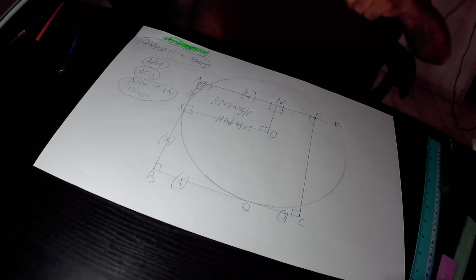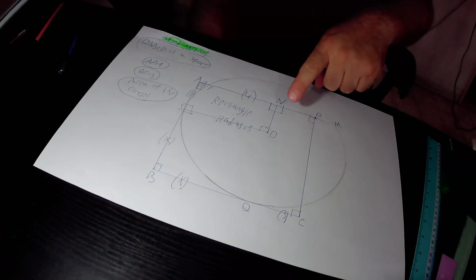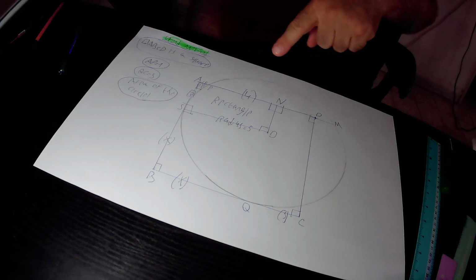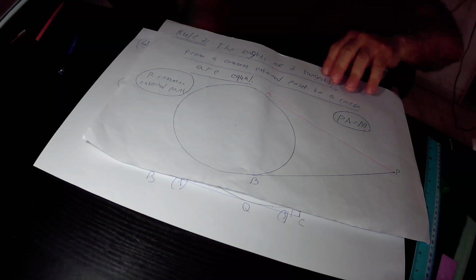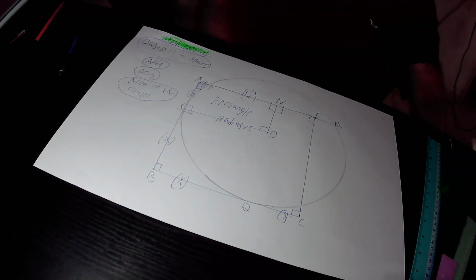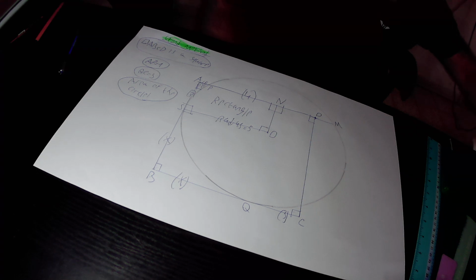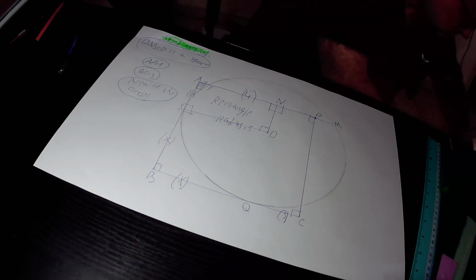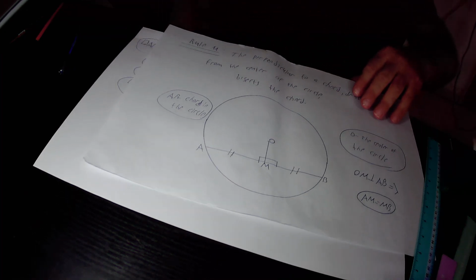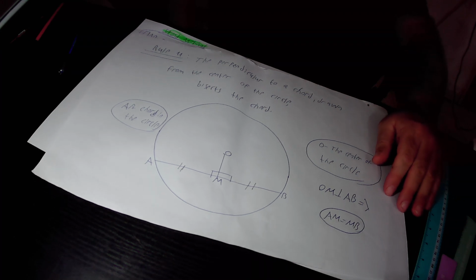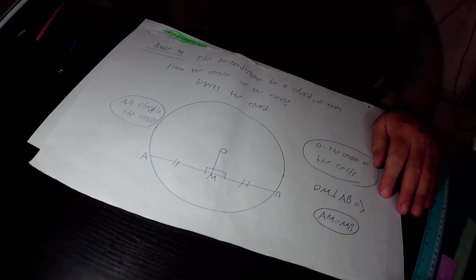So we have perpendicular ON from the center of the circle on chord PM. And therefore we can implement here rule 11. So I click on rule 11. According to rule 11, the perpendicular to a chord drawn from the center of the circle bisects the chord.